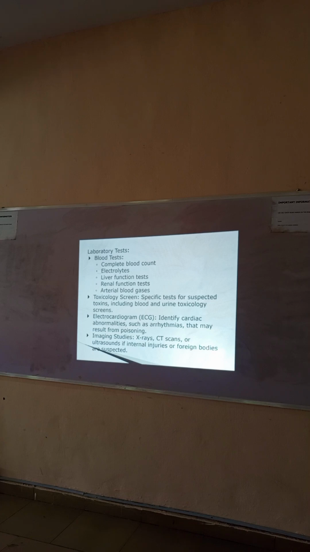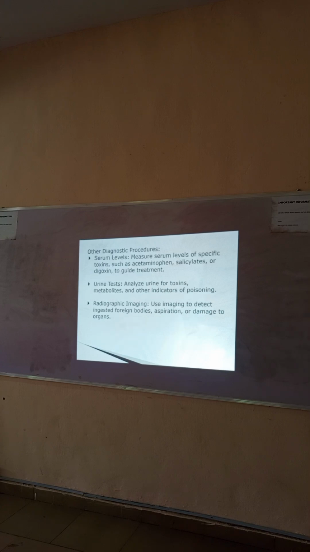Toxicology screen. There are specific tests for suspected toxins, including blood and urine toxicology screens. And we have electrocardiogram to identify cardiac abnormalities such as arrhythmias that may result from poisoning. Imaging studies. We have X-rays, CT scans, or ultrasounds if internal injuries or foreign bodies are suspected. So these are the other diagnostic procedures.